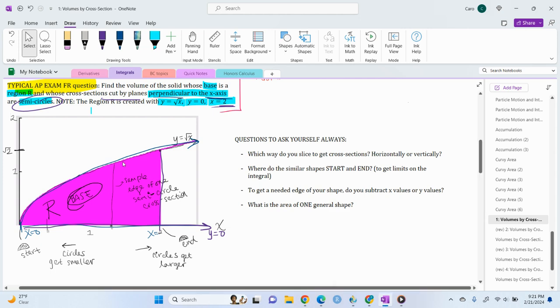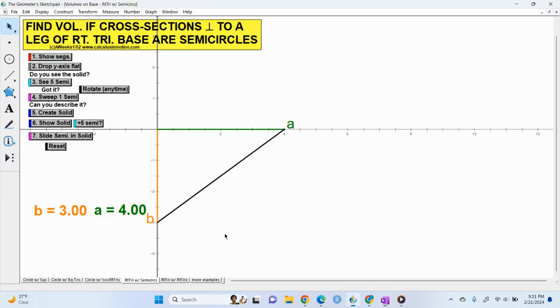And we're chopping ours vertically, and unfortunately, Calculus in Motion doesn't have that one. They have semicircles where you're chopping horizontally, but it's okay. Again, it's just for the visual. So here's what it's going to look like.